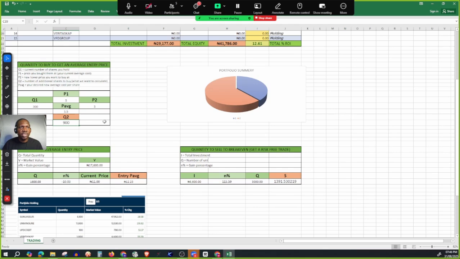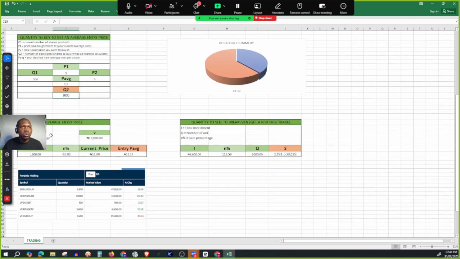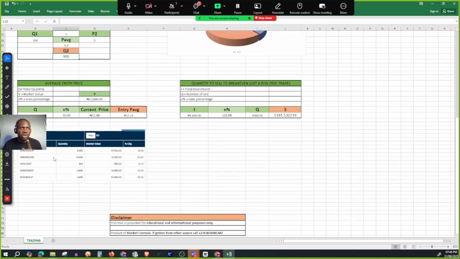So that is this section. Then this other section is where you find your average entry price. You can use it in two ways. If you have your portfolio, let's say this is my portfolio now, and in this portfolio I've already bought, but I don't know the average price, you can actually reverse engineer this thing. What you just do is come here: what is the quantity that I bought? You put the quantity here.